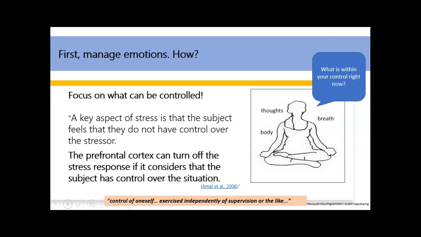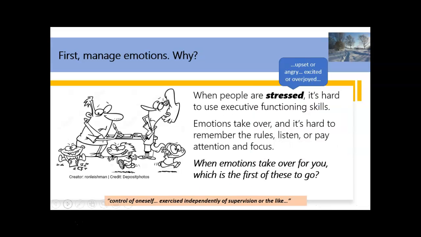So think about it. When you get stressed, what goes first? Is it still easy to remember those rules? To listen, to pay attention, to focus? When emotions take over for you, what's the first thing to go? So for me, I get foggy. I forget little things that are important, like where I put my keys, where I put my phone, where my pen is. It's all the little things like that.